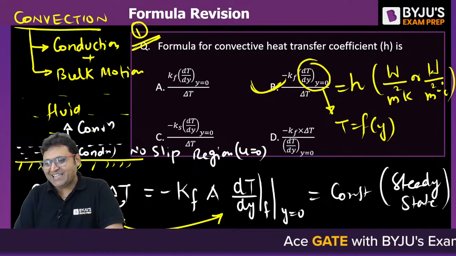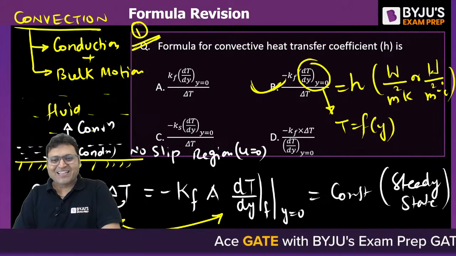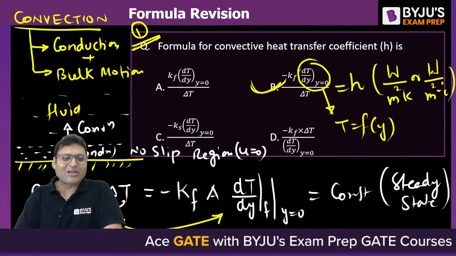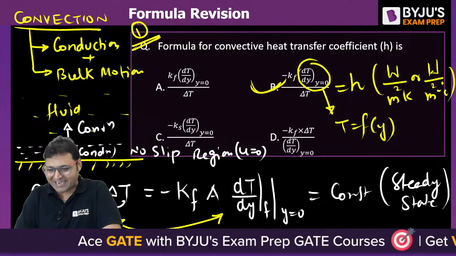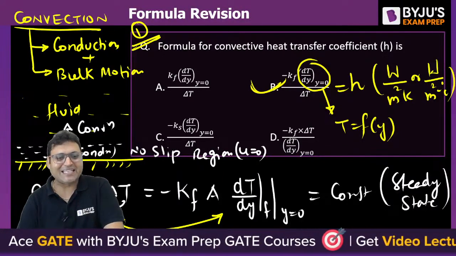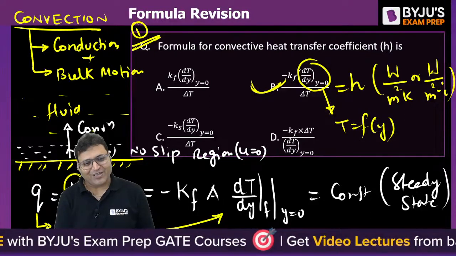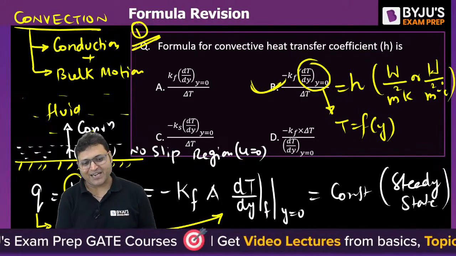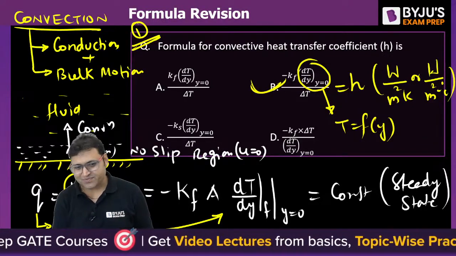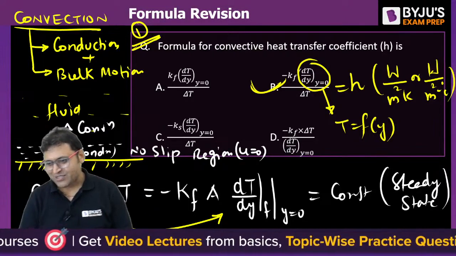Charan Cherry, it is only the notation. Whether you use the notation capital Q or small q, it does not matter. So small q is the rate of heat transfer. The unit of small q is joule per second or watt. So B is the right answer.